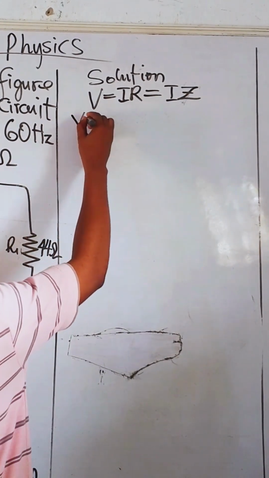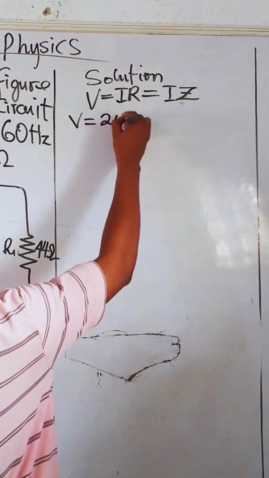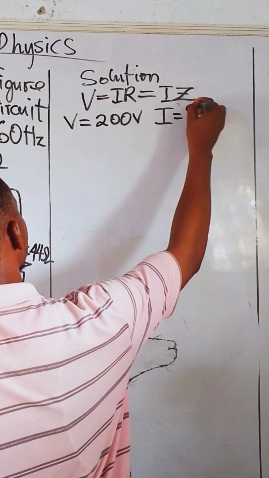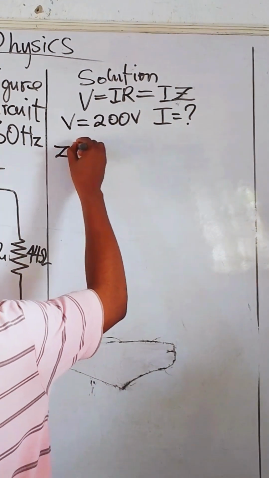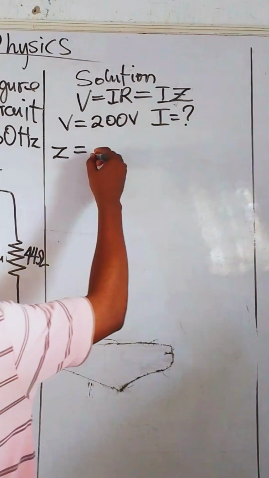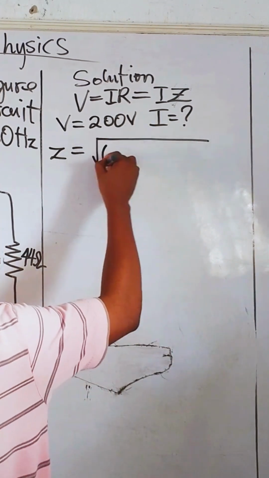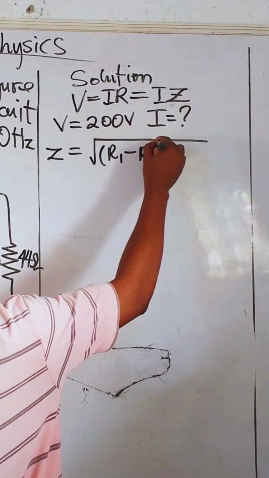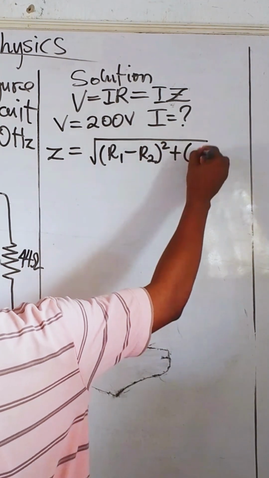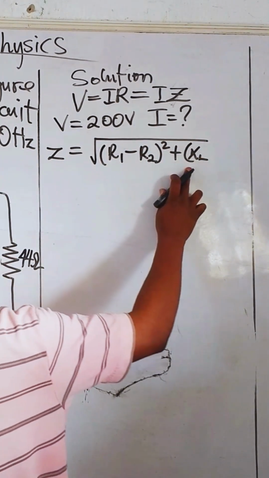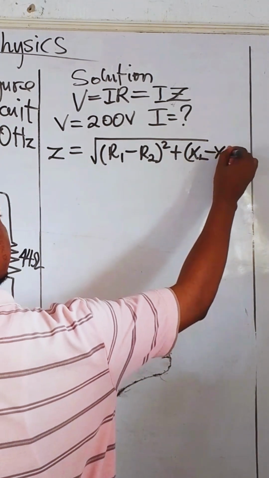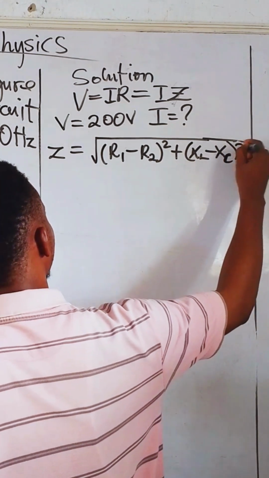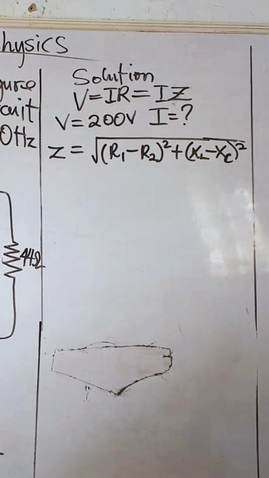Our V is 200 volts. Our I is unknown. Then Z, what is the value of Z? Z is equal to the square root of (R1 plus R2) all squared plus (XL, the inductive reactance, minus XC, the capacitive reactance) all squared, right? So this is the formula we're going to use in calculating the impedance.